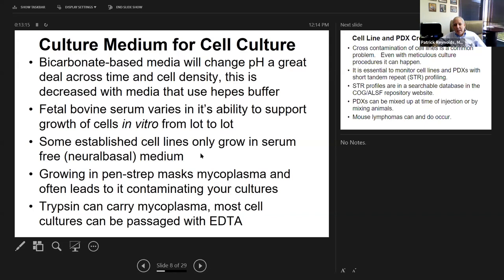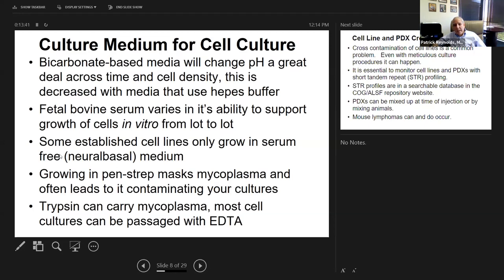Some of the established cell lines, as I said, are not going to grow in the fetal bovine serum that you'll just get. You've got to make sure it's good fetal bovine serum. And some of them, and we annotate those in the repository, are only going to grow in serum-free media. We use neurobasal medium for some of the neural cells and neuroblastoma, the gliomas, etc. Some of them will only grow in this, but most of them will grow in fetal bovine serum containing medium.